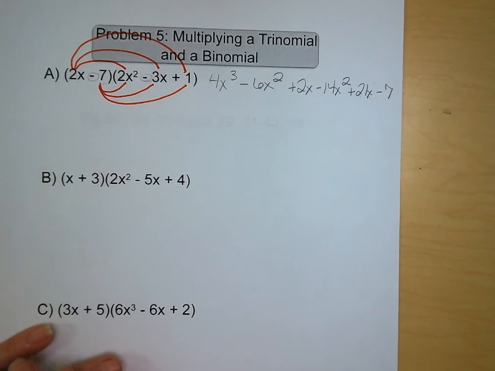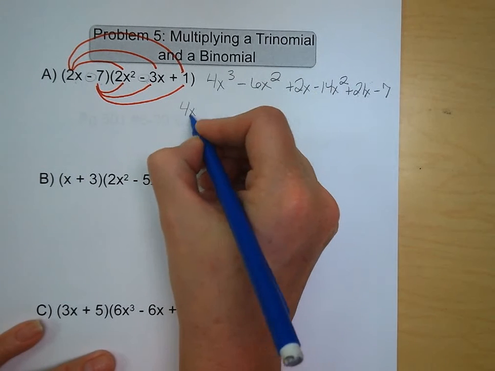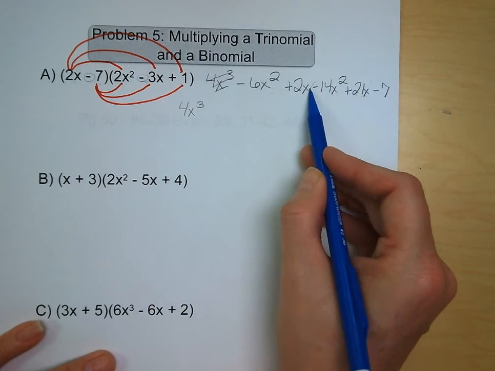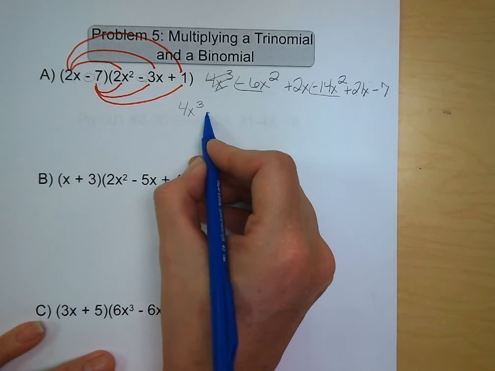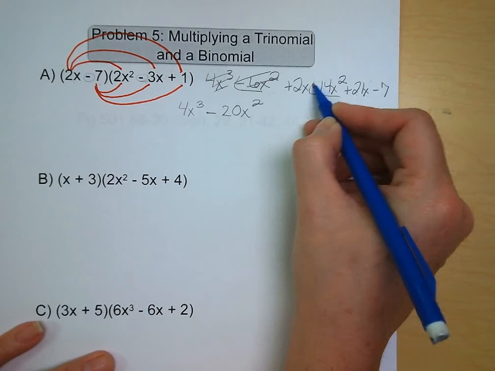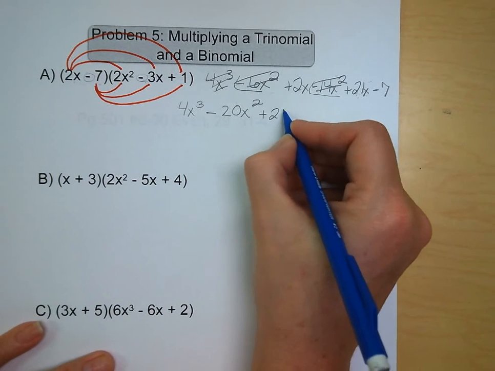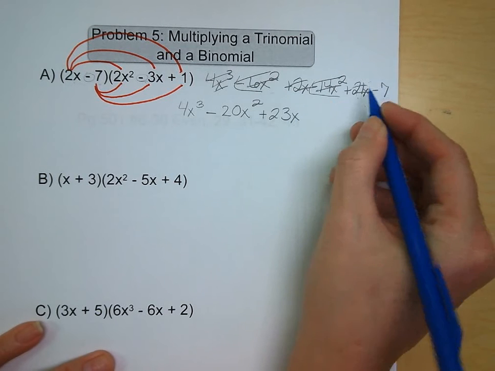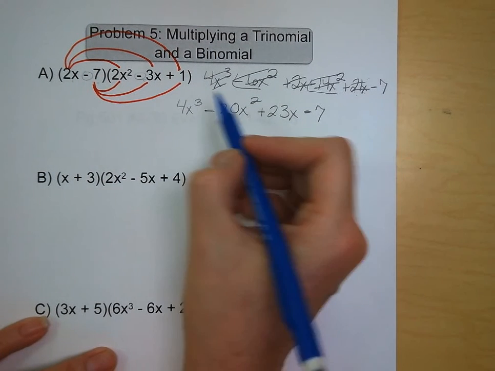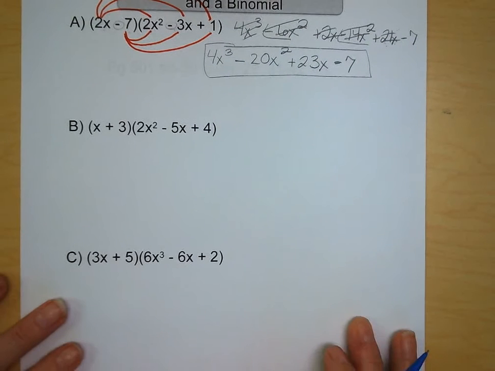Now we need to combine like terms. There is only one x cubed term, so we rewrite 4x cubed. We have negative 6x squared and negative 14x squared. So that's minus 20x squared. We have a plus 2x and a plus 21x, so plus 23x, and minus 7. That's our final answer. Letter B.